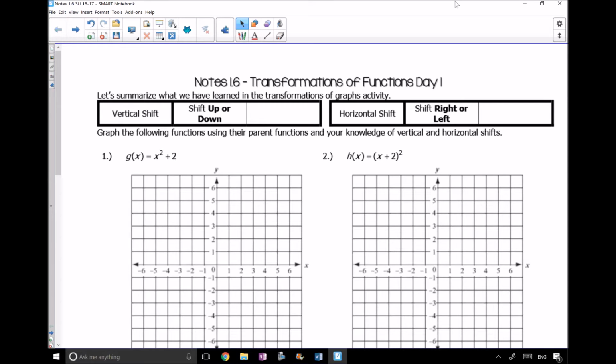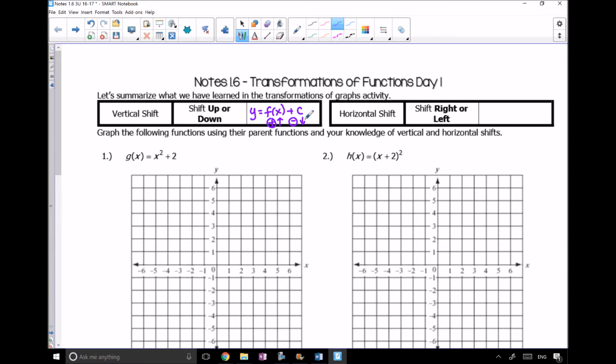So let's summarize what we've learned in the transformations of graphs activity, which is what we did when we explored how to do transformations of graphs using graphing calculators. If you remember, when we had a vertical shift up or down, if we take our parent function and we either move it up or down, we end up getting y equals f of x plus c, and if c is positive, it goes up, and if c is negative, it'll shift down.